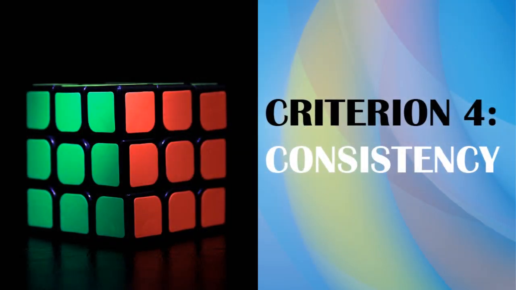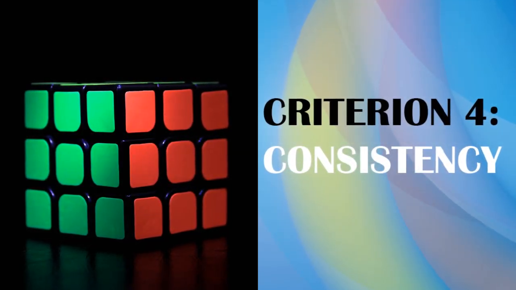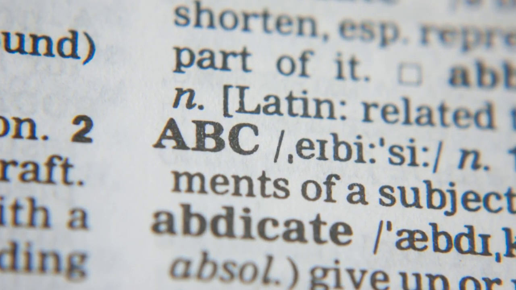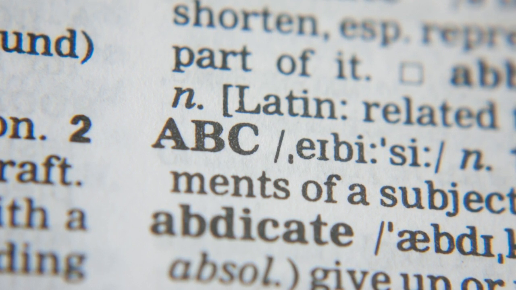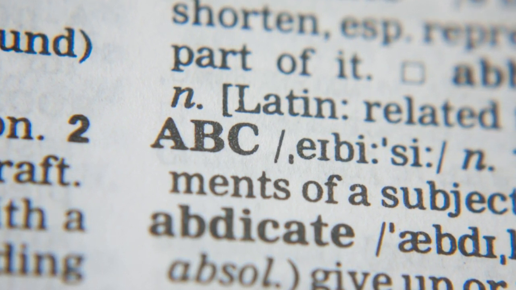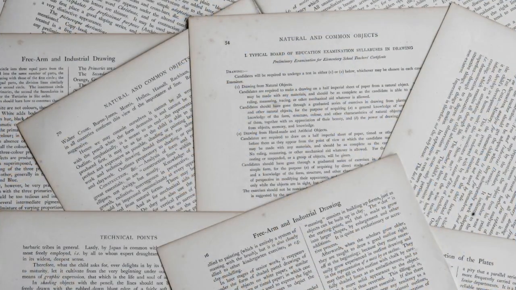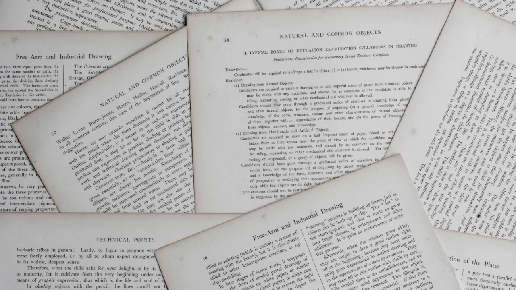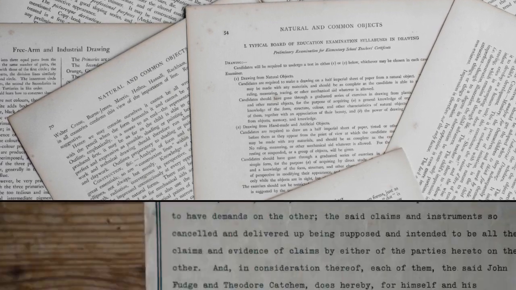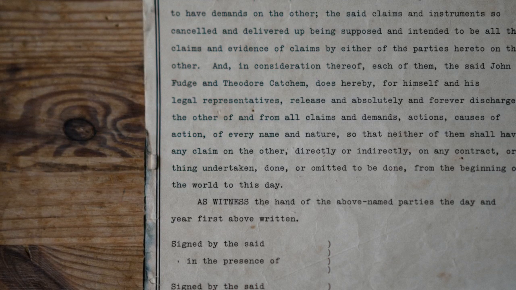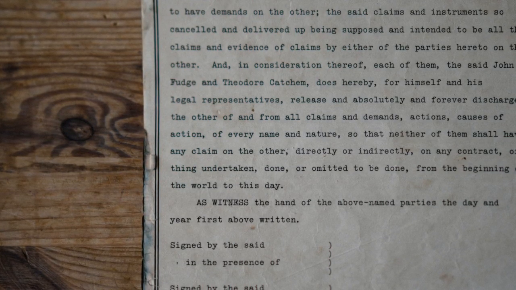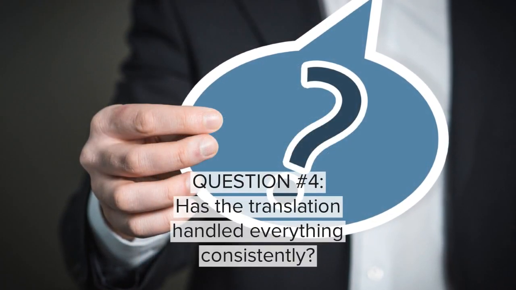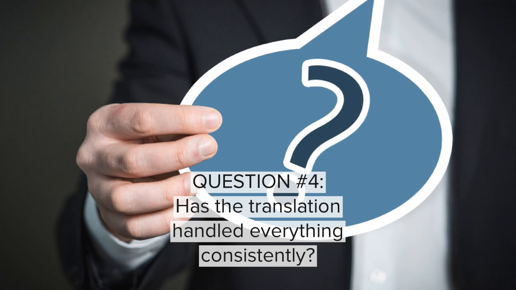For our last parameter, our definition says a high-quality translation will be internally consistent. That means firstly in vocabulary, where we'd expect terms that are repeated in the original text to be translated in the same way throughout the translation. Not doing this could confuse the reader. We'd also expect consistency of layout and formatting. This means fonts, font sizes, indents, spacing, capitalization, etc., etc. Thirdly, we'd expect consistency of style and register. However, there are exceptions to this, which I won't cover here, but I explain in our blog article. This gives us our final question. Has the translation handled everything consistently?